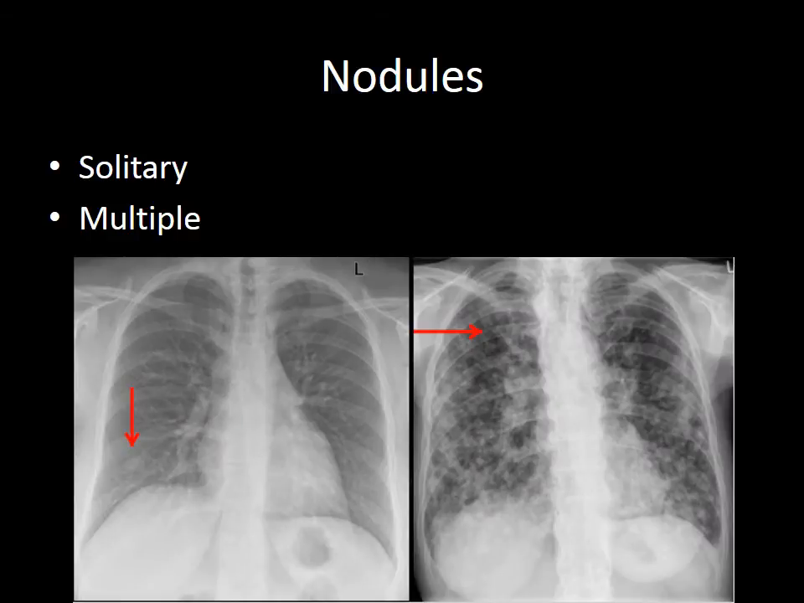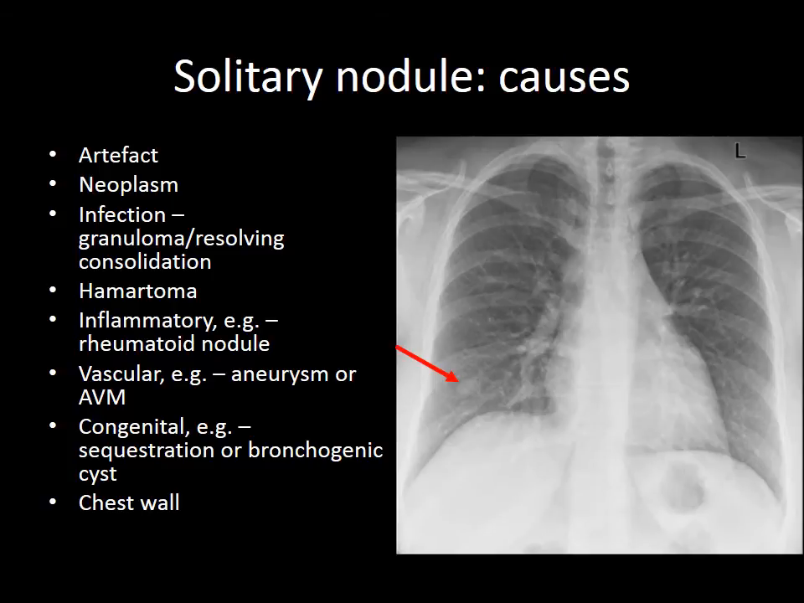Nodules. Lung nodules can be solitary or multiple. There is a long differential diagnosis list for a solitary pulmonary nodule. Most commonly, the solitary nodule will be an artifact, neoplasm, or focal granuloma. A focal granuloma forms when the immune system attempts to wall off infections that it perceives as foreign but is unable to eliminate. This includes tuberculosis.